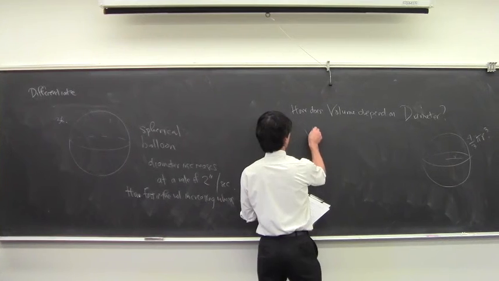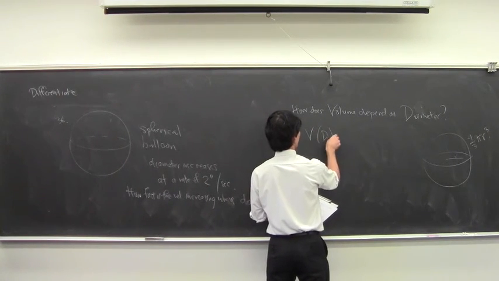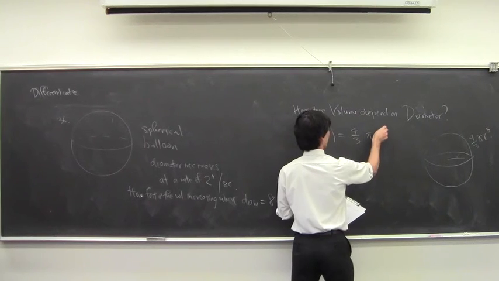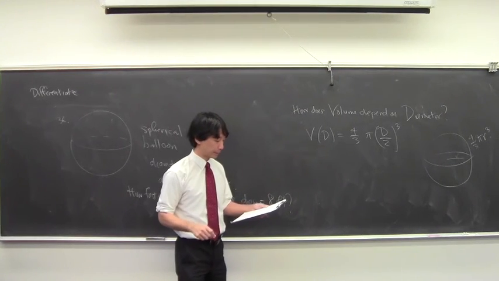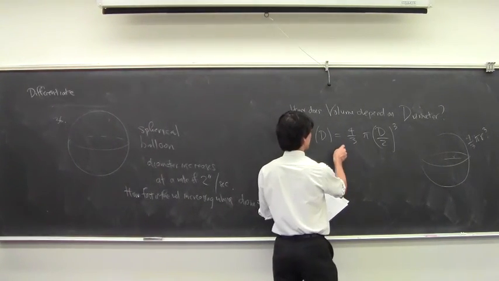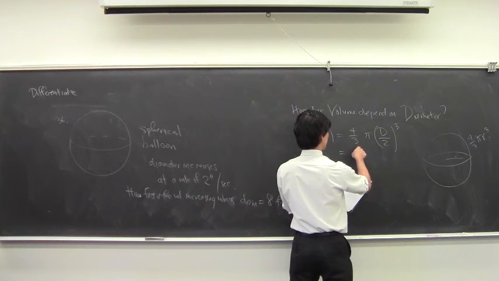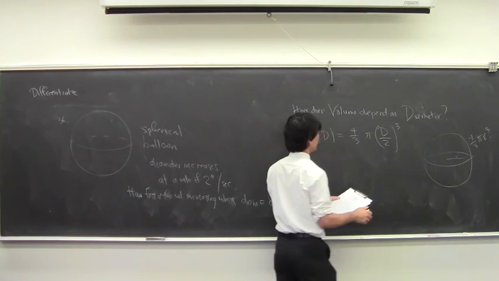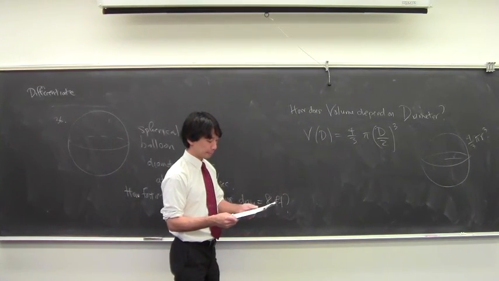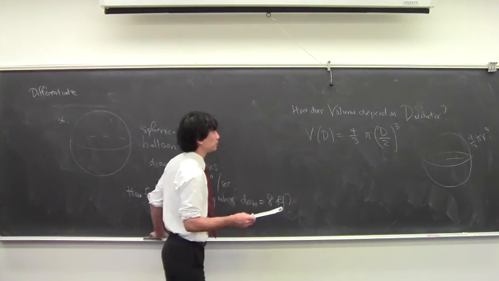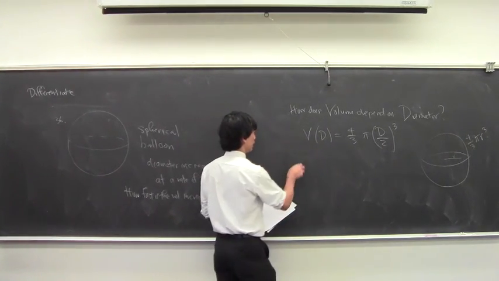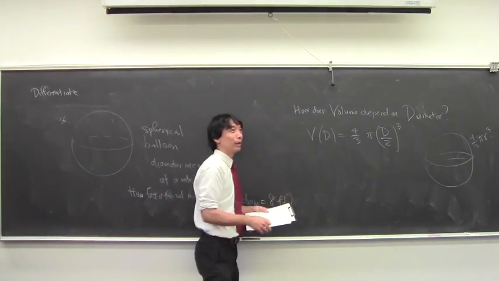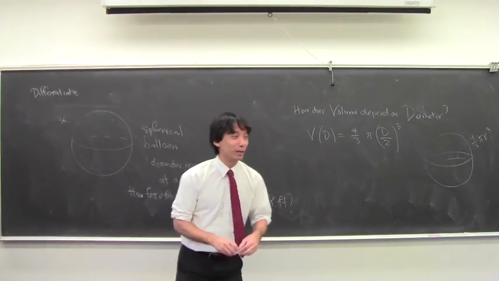So the volume, as a function of diameter, is 4/3 pi times diameter over 2, cubed. So it's 4/3 pi r cubed. Okay, actually, we'll do this next time. I don't want to rush it.